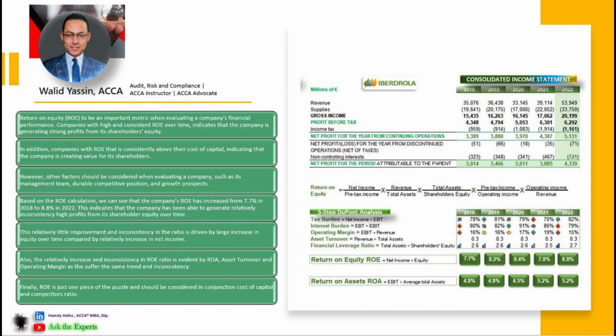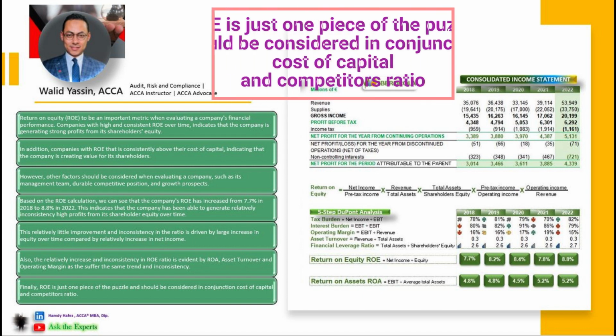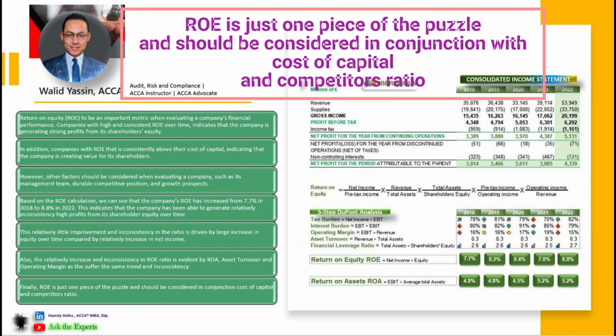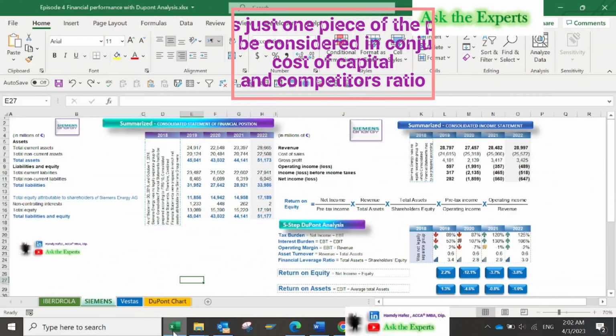Also, the relative increase and inconsistency in the ROE ratio is evident in ROA, asset turnover, and operating margin, as they suffer the same trend and inconsistency. Finally, ROE is just one piece of the puzzle and should be considered in conjunction with cost of capital and competitors' ratios.